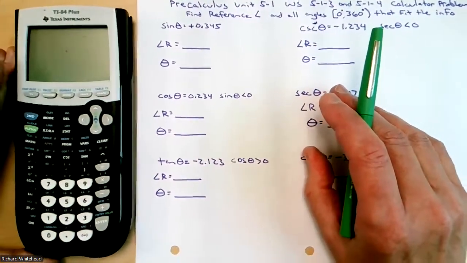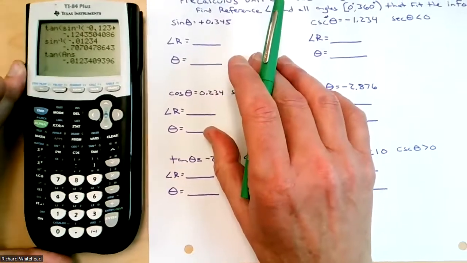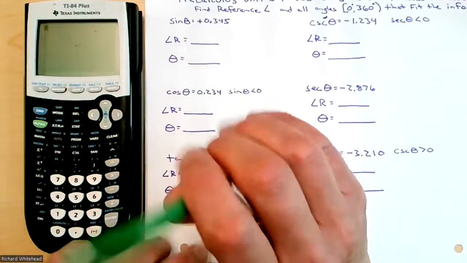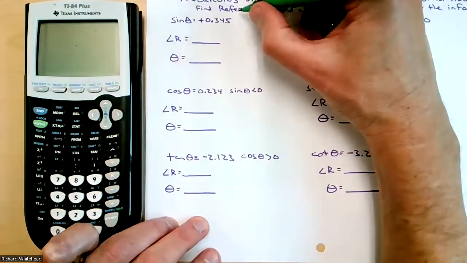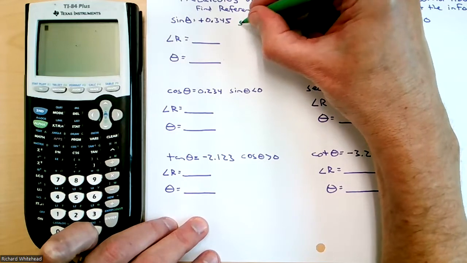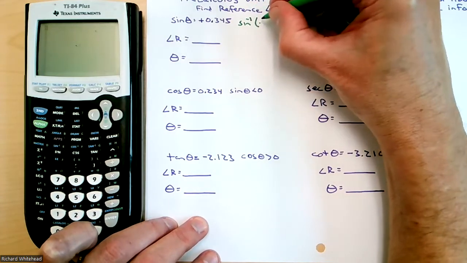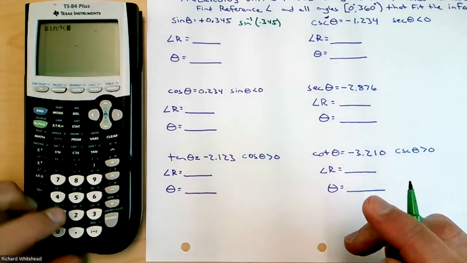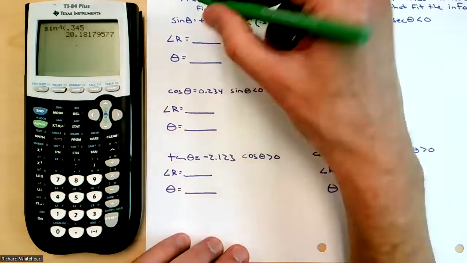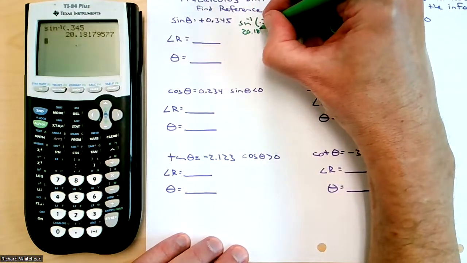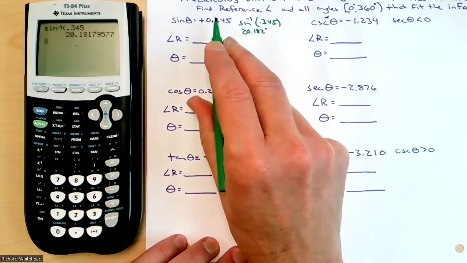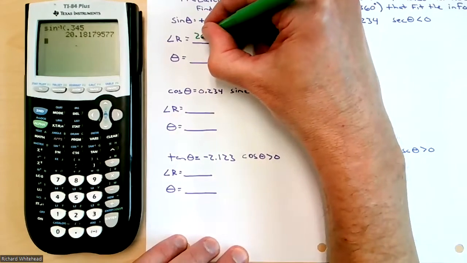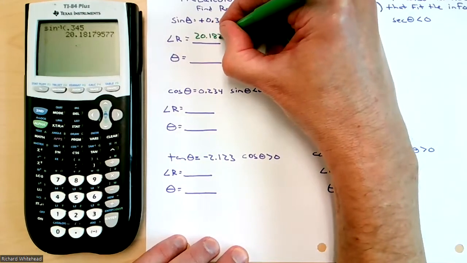So if you're looking at something like sine theta is equal to 0.345, this is just going to be inverse sine 0.345. If I do inverse sine 0.345, that gives me 20.182. Well, it's positive. You took the inverse of a positive, so you know your answer is the reference angle. So you automatically have the reference angle right there.